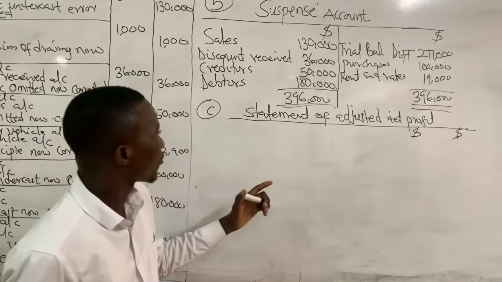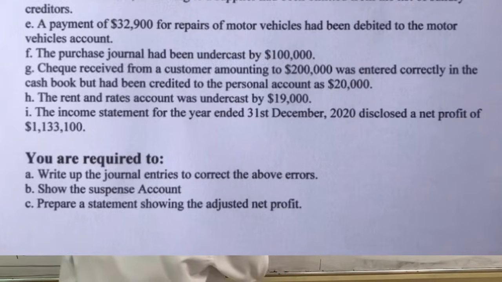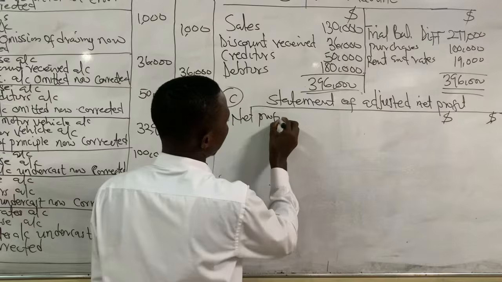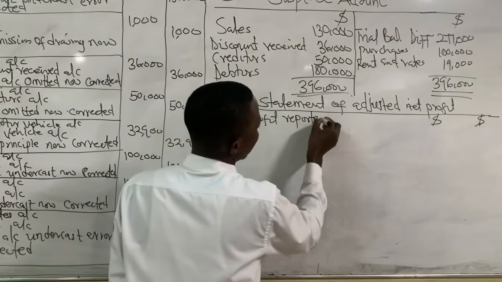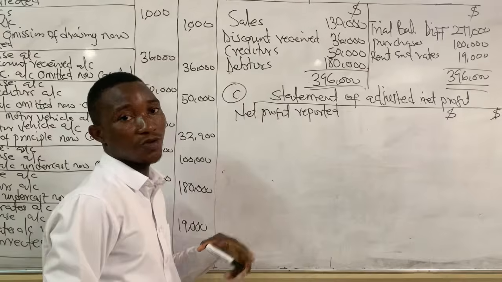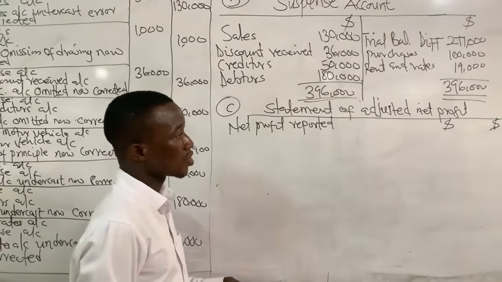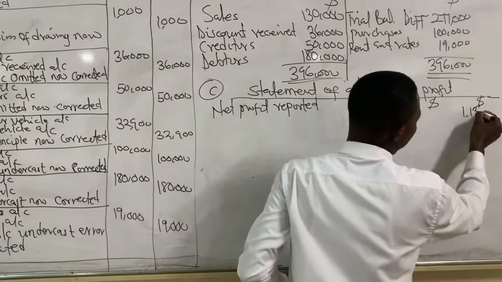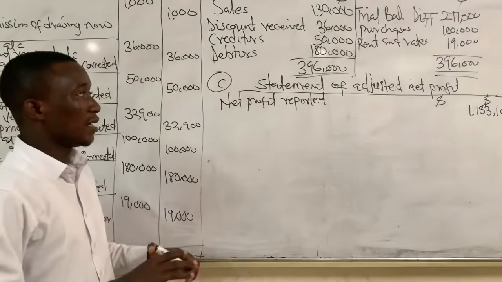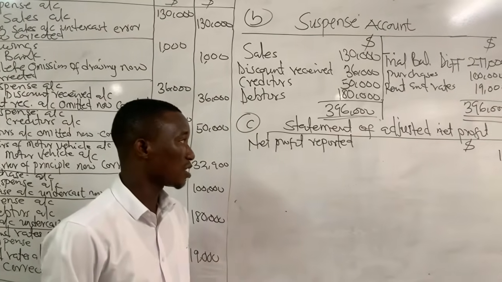So now, in order to correct this net profit, they've given us the net profit we ascertained in the income statement. So we start from the net profit reported from the income statement. But sometimes you may not ascertain a net profit from the income statement, you may ascertain a net loss. If it is a net loss, you bring it. But in our case, it is a net profit, and the amount is $1,133,100. The statement of adjusted net profit has already been explained in my previous video. You can go there and watch it to get a better understanding.